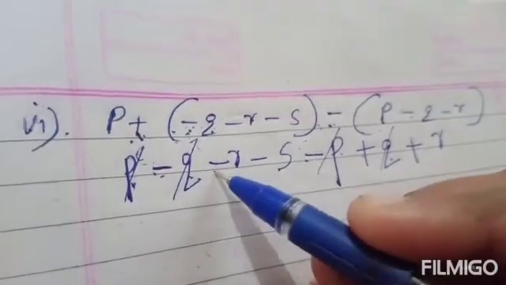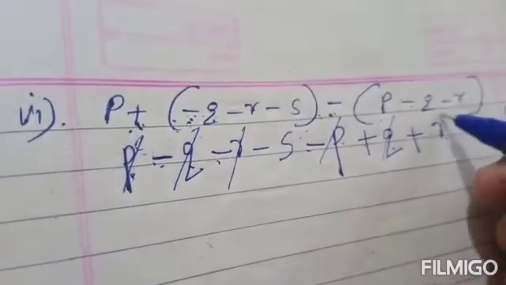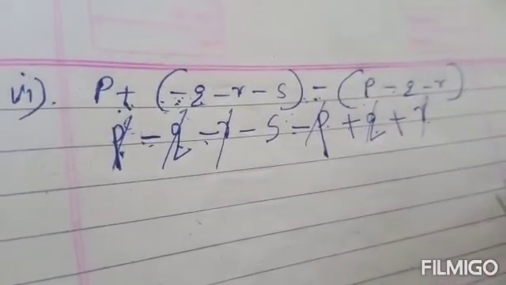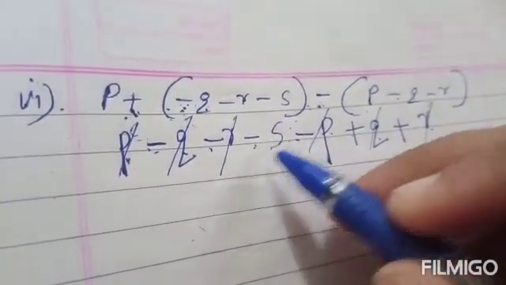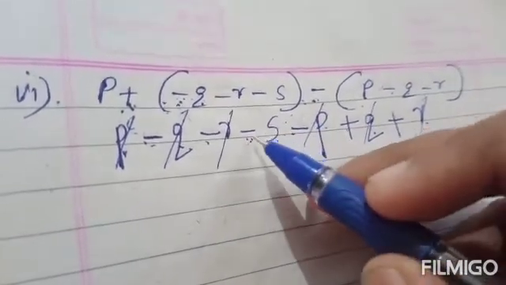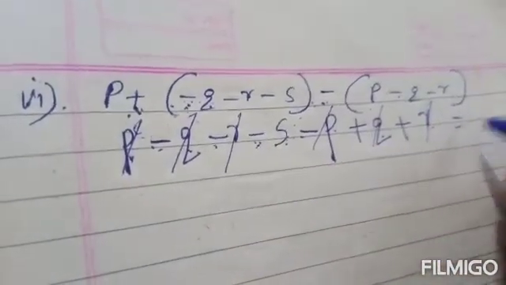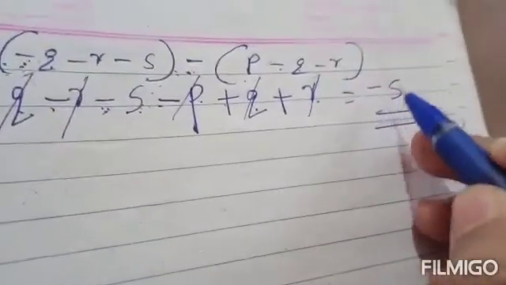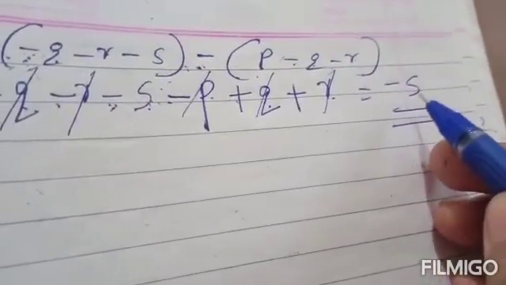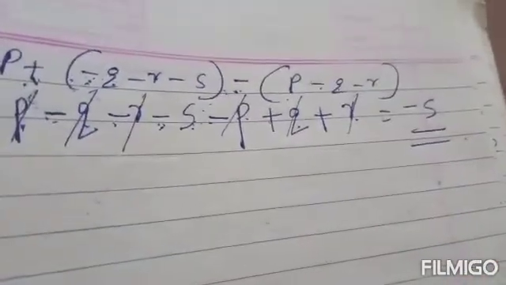Then minus r plus r. So here also you got 0. So the remaining term is minus s. Don't write a plus s. The sign of s is minus. So the answer is minus s. Minus s means minus 1s it is. No need to write a 1. Okay, so minus s is the answer.